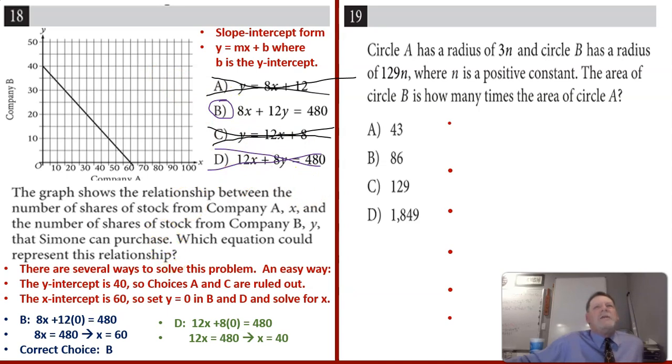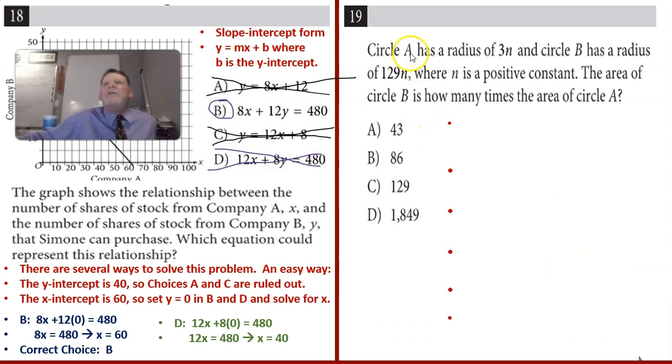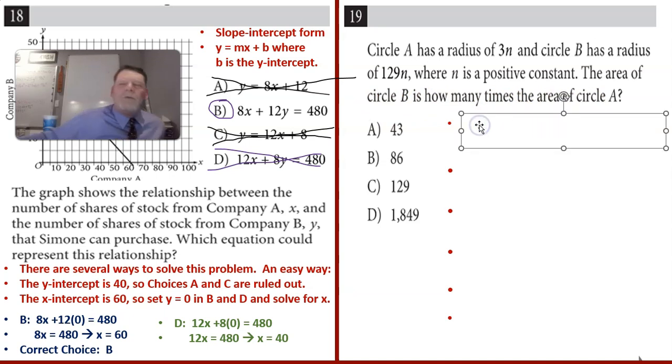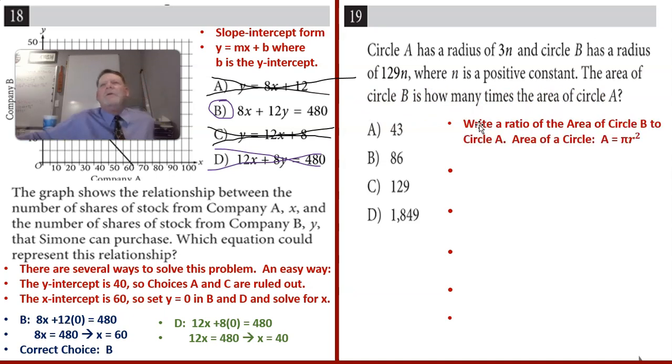Now, on 19, it says a circle A has a radius of 3n, circle B has a radius of 129n. The area of circle B is how many times the area of circle A? So I'm going to compare those two. I'm going to write a ratio of the area of circle B to the area of circle A.